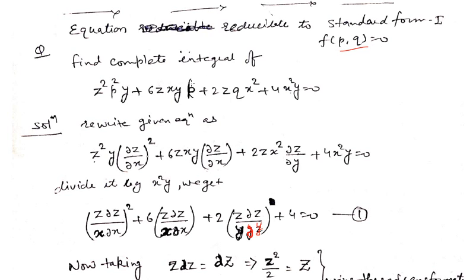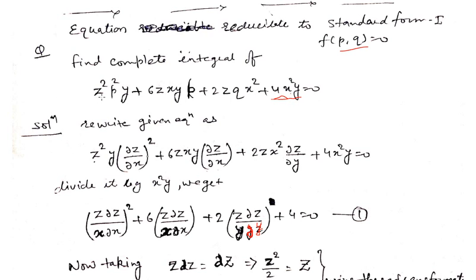So first we try to convert the given equation into this standard form. To convert it into this form, first we look if there exist any terms without p and q. Here 4x square y exists, where no p and q exist. So divide the whole equation by x square y. We get, and at the same time also write p as del z upon del x and q as del z upon del y.